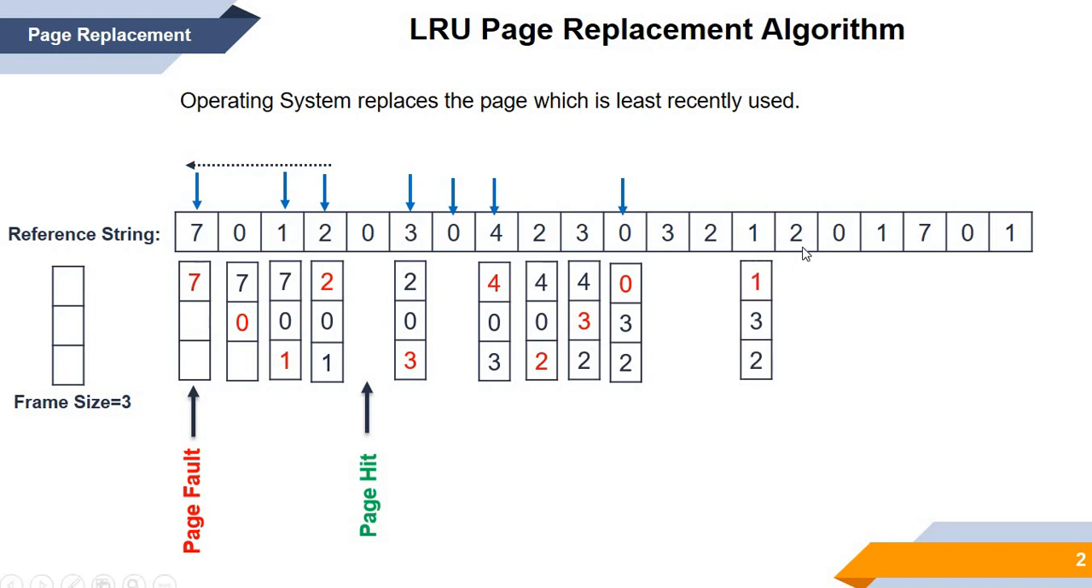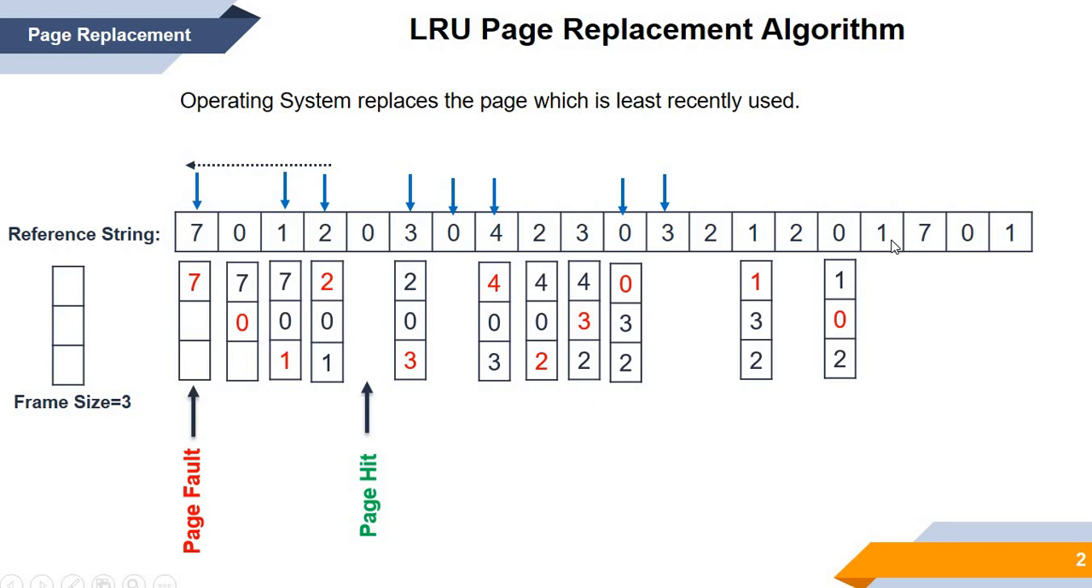Next page is 2. It is present in the page frame. There is a page hit. No change in the page frame. Next page is 0. It is not in the page frame. Out of 1, 3, 2, the least recently used page is 3. In place of 3, 0 will be added in the page frame.